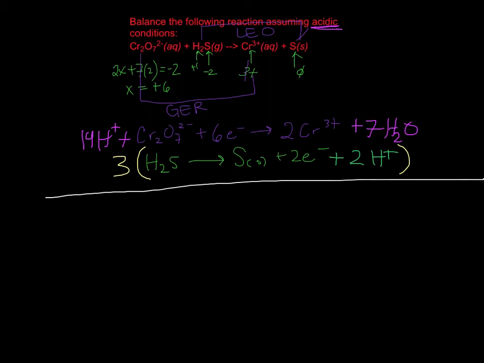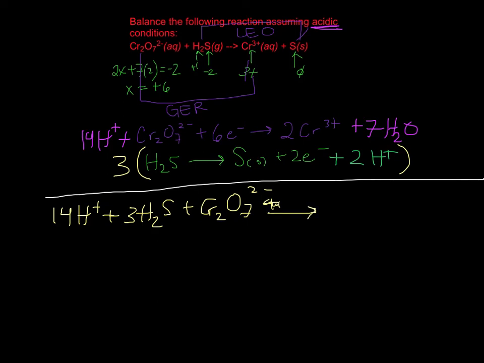So I'm just going to go ahead and add these two together. So we have 14 H+, 3 hydrogen sulfide, plus Cr2O7 2-, sorry, this should be going to 2 chromium 3+, 3 solid sulfur, plus 6 H+, 7 H2O.